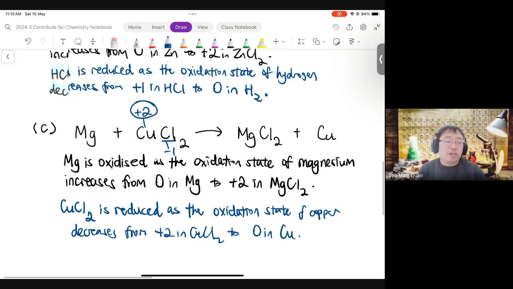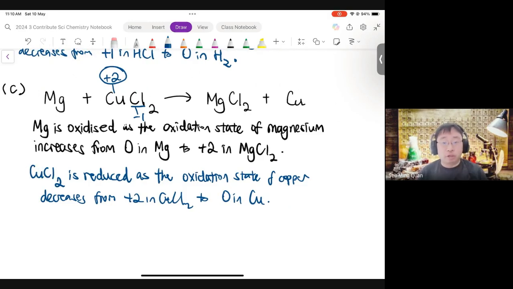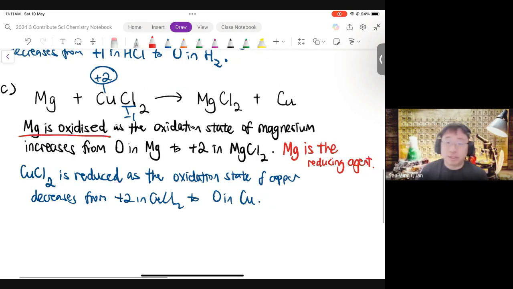So in this case, if we just focus on part C alone, CuCl2 is reduced. Who caused it? Who caused CuCl2 to be reduced? CuCl2 did not cause itself to be reduced. CuCl2 must have been reduced by something else. And the something else, of course, is magnesium, right? Magnesium caused the reduction of CuCl2. So magnesium is the reducing agent. You just need to add this on to your sentence just now. And that will answer the question, what is the reducing agent?